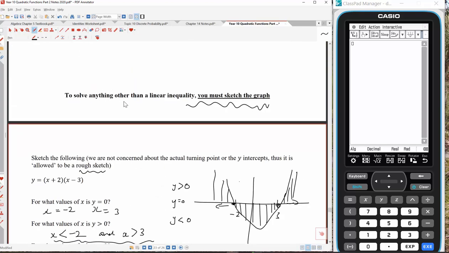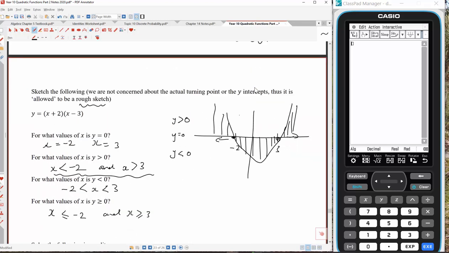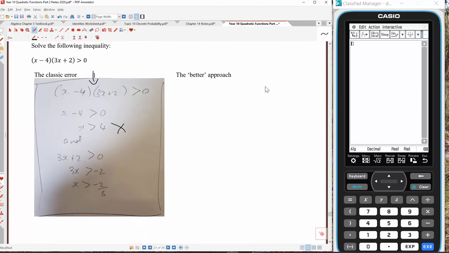What we're going to do is follow the advice that appeared at the end of this page. To solve anything other than a linear inequality, you must sketch the graph. It's mandatory. You've got to do it. So the better approach will be to knock together a crap graph. What we're going to do is get the x-intercepts, which is 4. The other one is -2/3. Now notice that the scale is completely off. That doesn't matter. I'm only sketching the graph to answer the question.